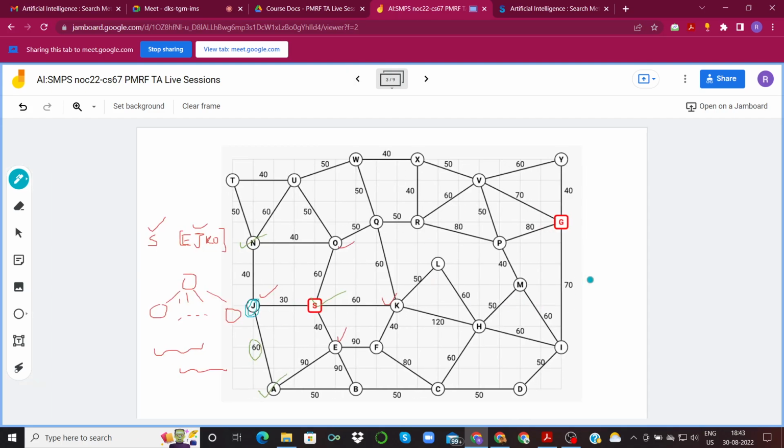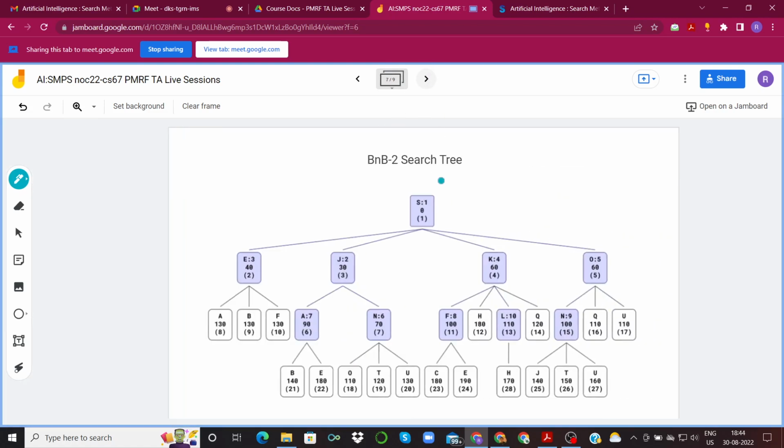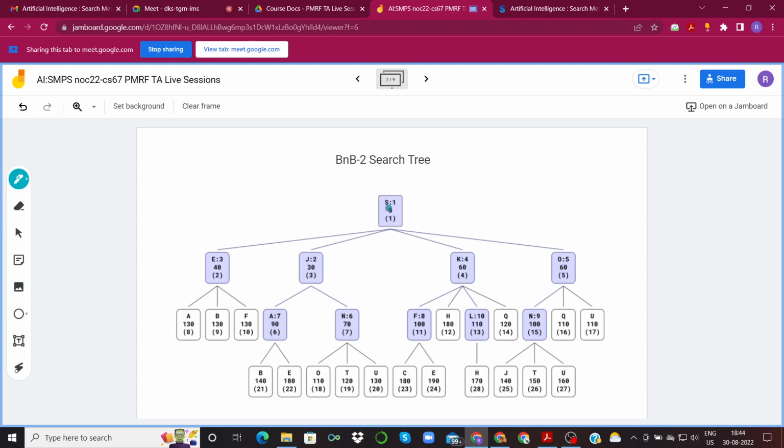Sir, here you told that from J I cannot go to S. I can go to N and A. Why, sir? Because that is the assumption we are making in this version of branch and bound. See, once we refine this particular S node first, then we refine this node, the J node. What we are telling in this version of branch and bound.